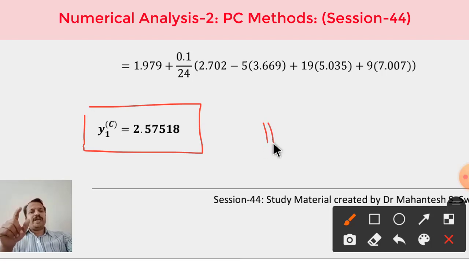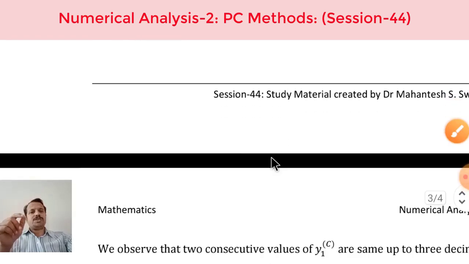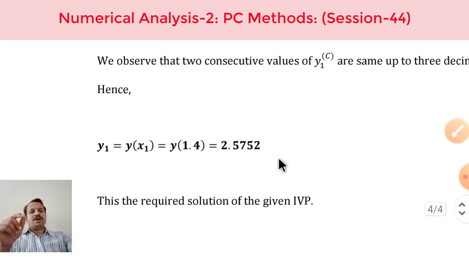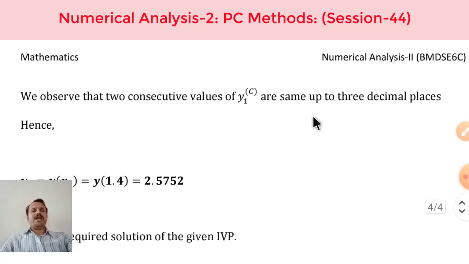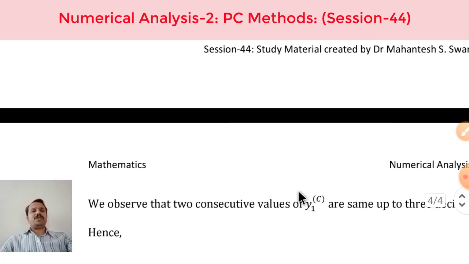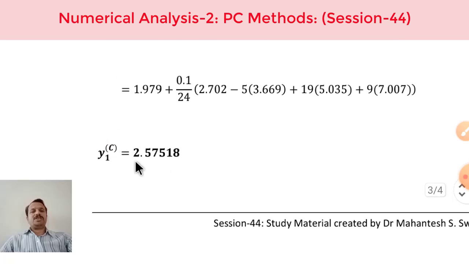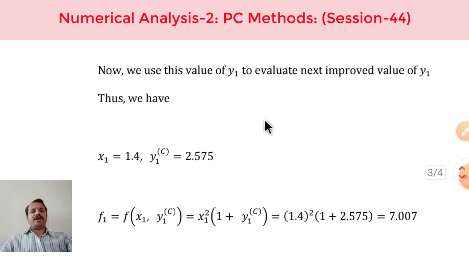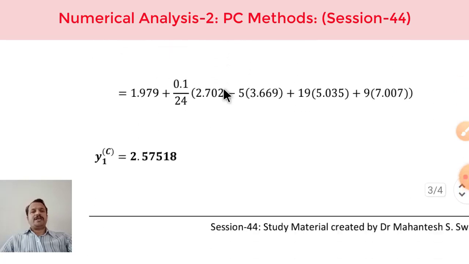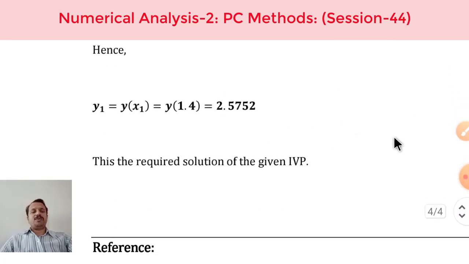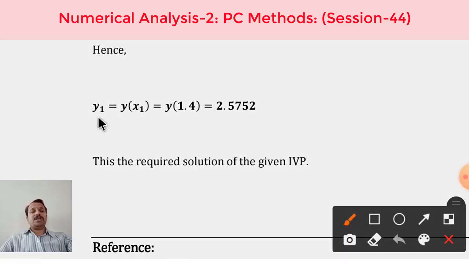Again, this is the second improved value or the second iteration. That is very, very important. I hope you come to know this, and you can now say that we observe that the two consecutive values of y1c are same up to 3 places of decimal. So you can observe with the previous value of y1c. This is the second iterated value of y1c, that is 2.575, and here we are having 2.575. Up to 3 places of decimal, the two values are correct, and hence we can terminate the iteration process, and we can say that the required value is 2.575.